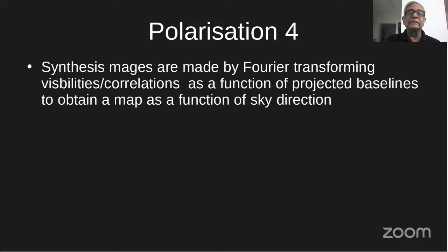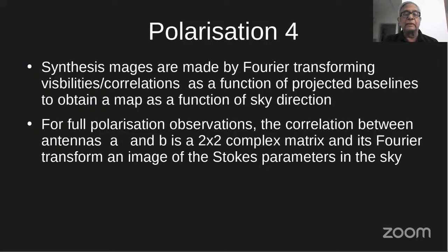Now, this is the scalar or copolar case. And the map is the intensity in that polarization. And of course, if the source is unpolarized, then that's just the Stokes I. But we have also seen, in particular, in the last lecture, when I referred to the early work at the Owens Valley interferometer and showed you this black box equation, that in full polarization observations, the correlation between antennas A and B becomes a 2x2 complex matrix. We'll write it down. So then when you Fourier transform that, you get an image of each Stokes parameter in the sky. Okay.